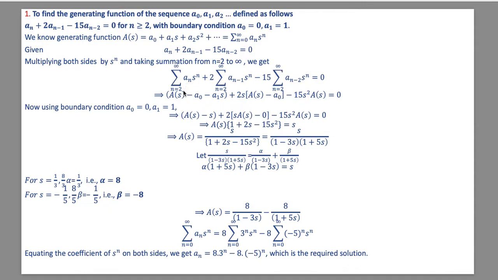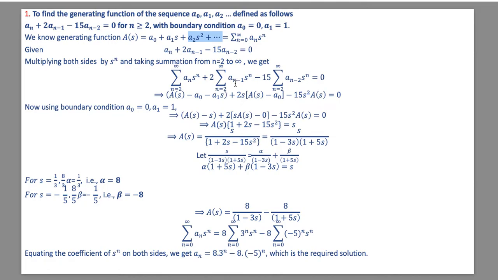If we substitute n equal to 2 to infinity here, we get a2 s square, which is this term, next will be a3 s cube, then next will be a4 s^4 and so on. So here we have the terms from a2 s square onwards. If we shift these terms to this side, we get A(s) minus a0 minus a1 s. So this series is equal to A(s) minus a0 minus a1 s.